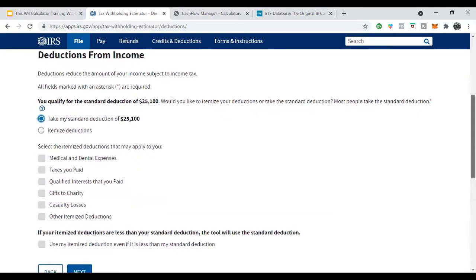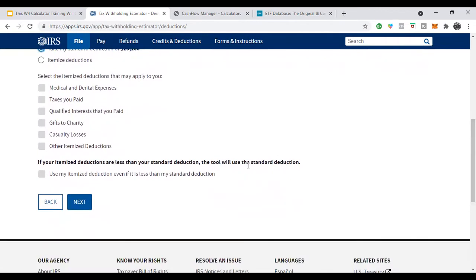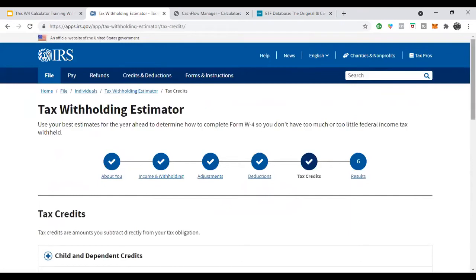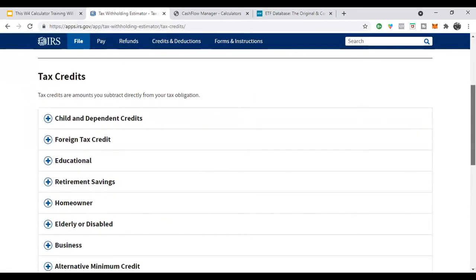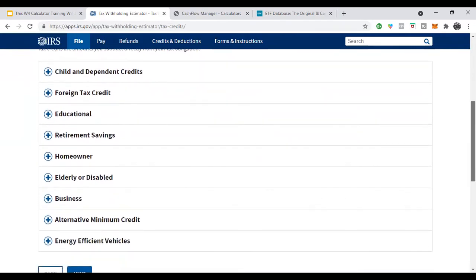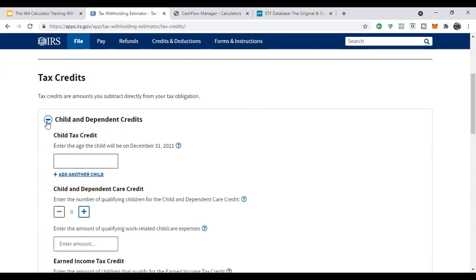We're going to take the standard deduction. Absolutely. If your itemized deductions are less than your standard deduction, the tool will use the standard deduction automatically. So we'll just hit next. All right, now tax credit. Tax credits are amounts you subtract directly from your tax obligation. And as y'all can see, child and dependent care credits, foreign tax, educational, retirement, homeowner, elderly, business, and alternatives, okay?